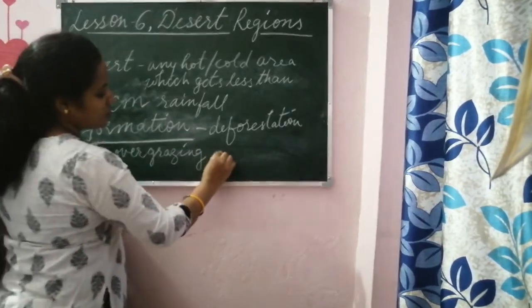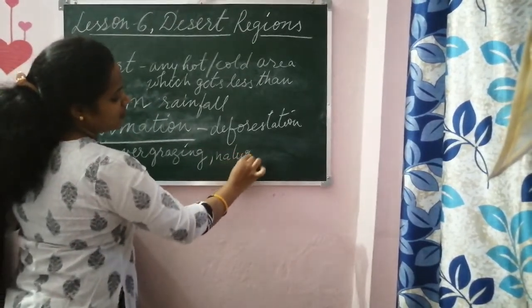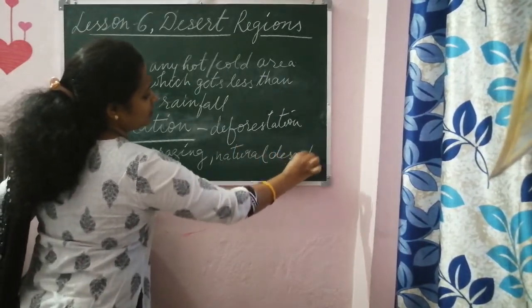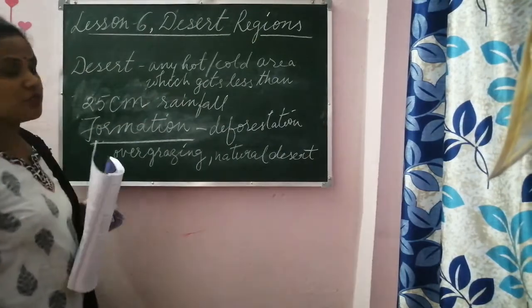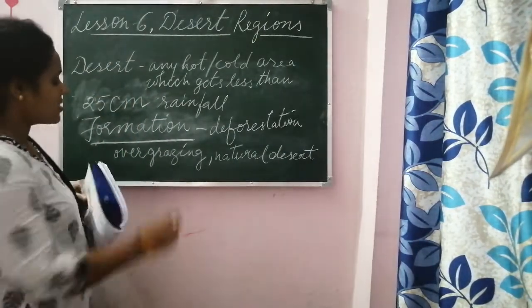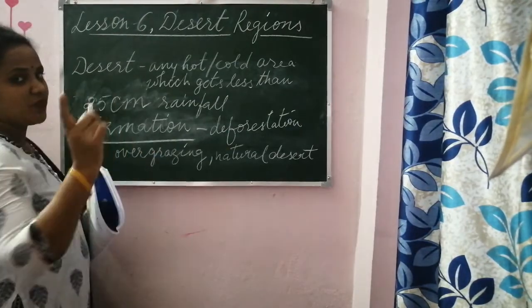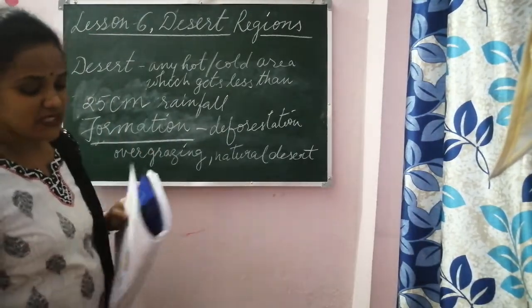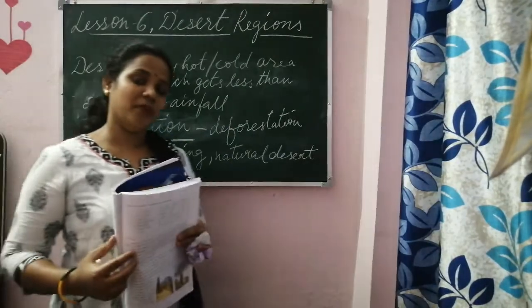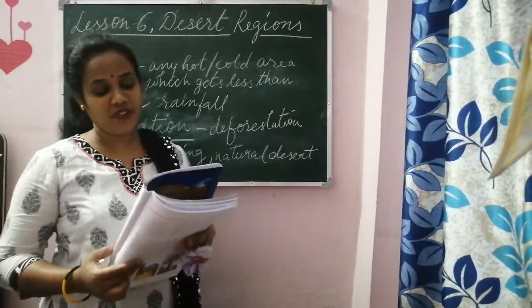Another one is natural. Some deserts are naturally present. So some are natural deserts. Alright. So these two things: we have learned what a desert is and how they are formed. They are formed by human activities, and also they are formed by some natural activities, or they are naturally present.